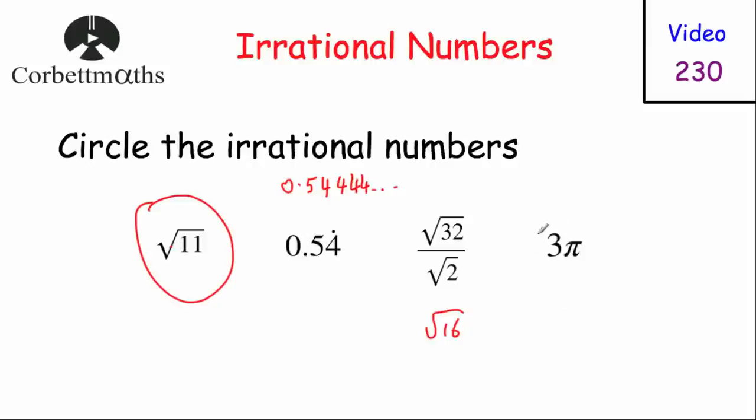Okay, our last one. Our last one's 3 pi. Well, pi is irrational. And whenever we times it by 3, the answer on my calculator would be 9.42477796 1, and so on. That's still irrational. So 3 pi is an irrational number, so that is irrational. So we'll circle that one as well.